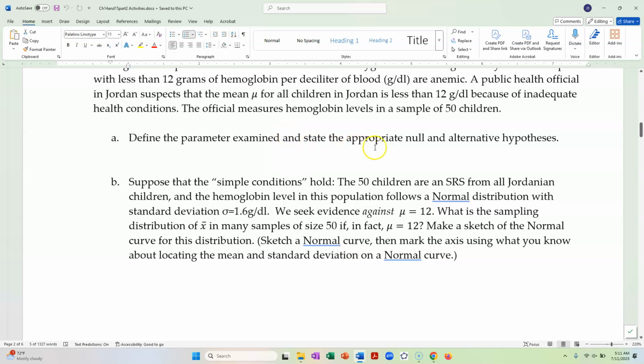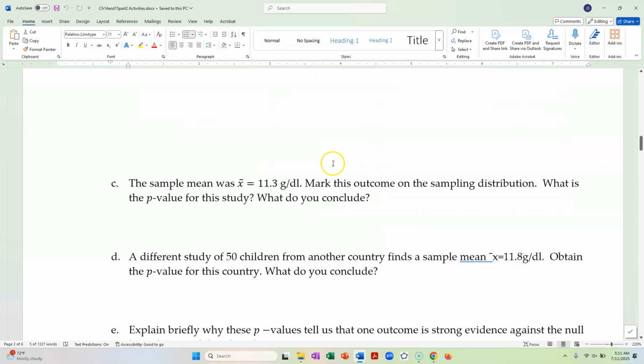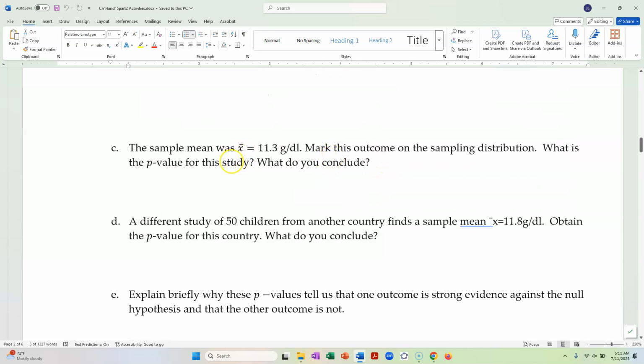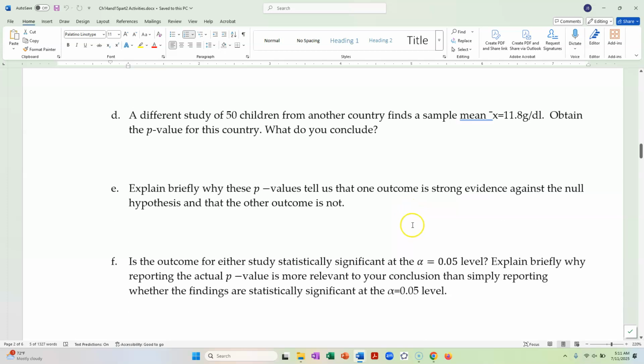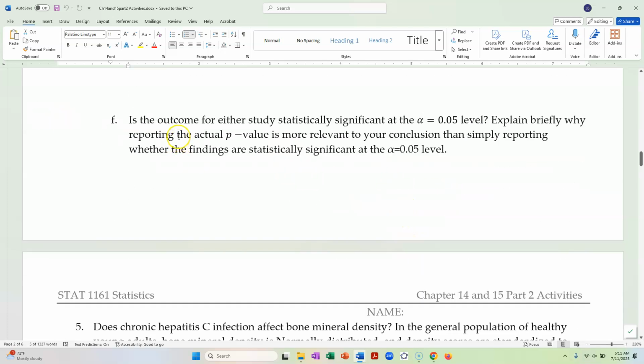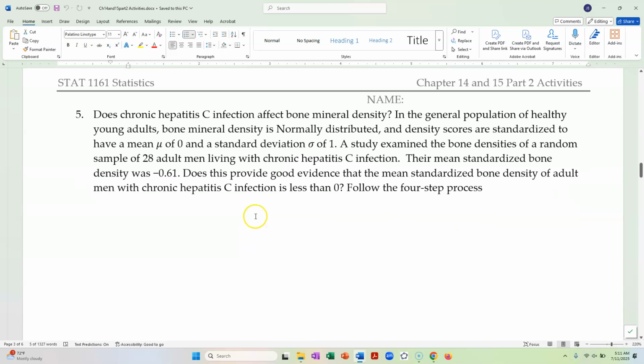Next one, let's see. So again, parameter, null and alternative, and then go ahead and make a little sketch. Sample mean is this. What's the p-value? What do you conclude? And then you go ahead and change. Sample mean changes. What's the impact? And then go ahead and answer those other follow-up questions.